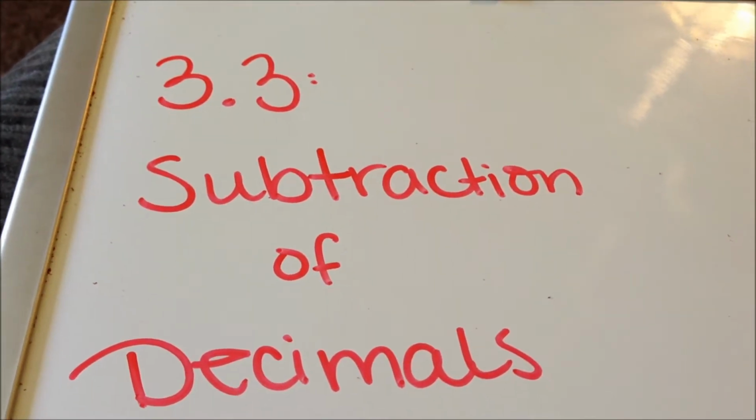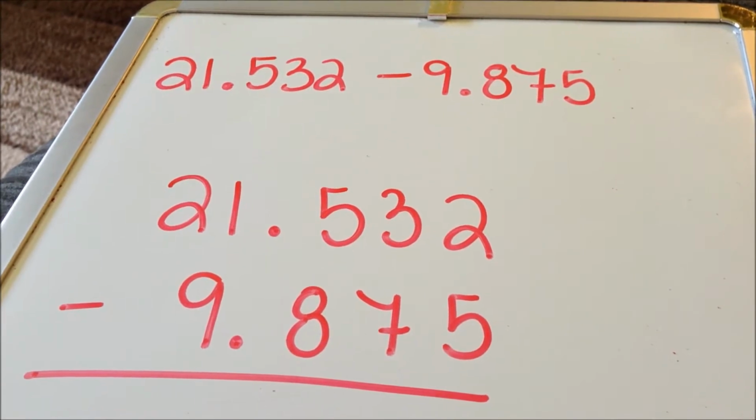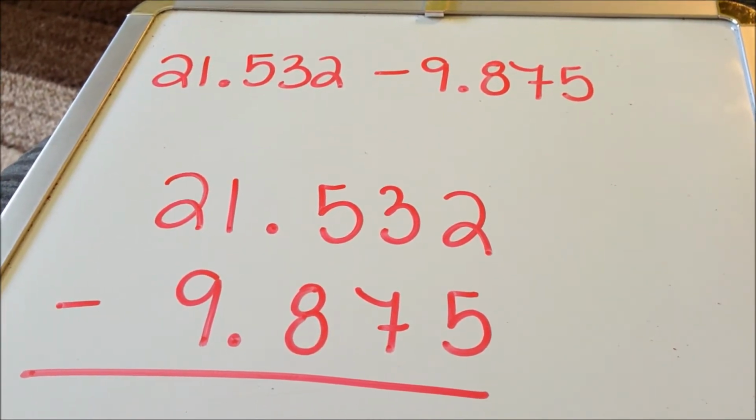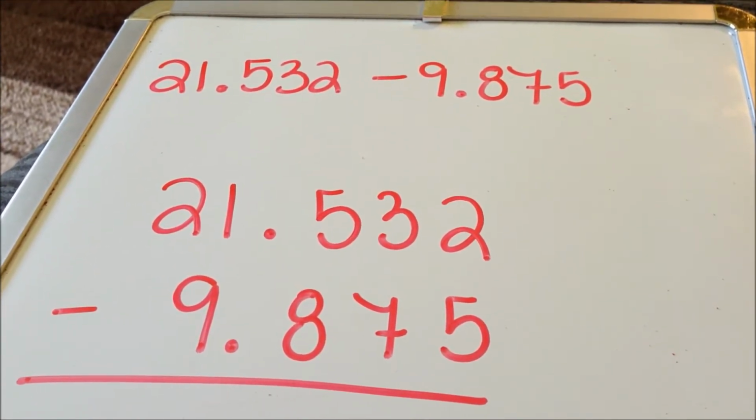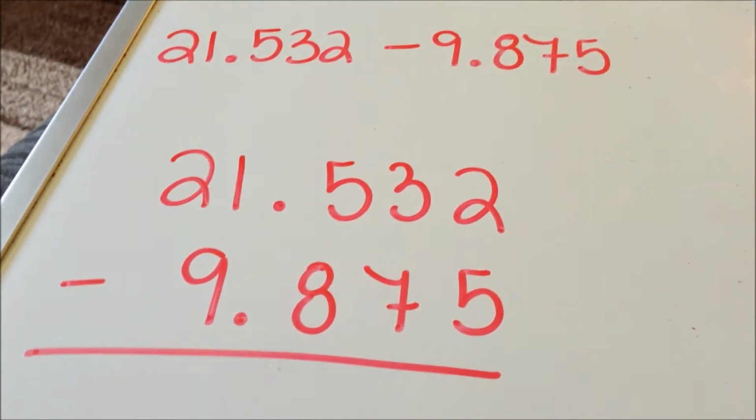Section 3.3, Subtraction of Decimals. Let's try 21.532 minus 9.875. Again, you must line up the decimals vertically.